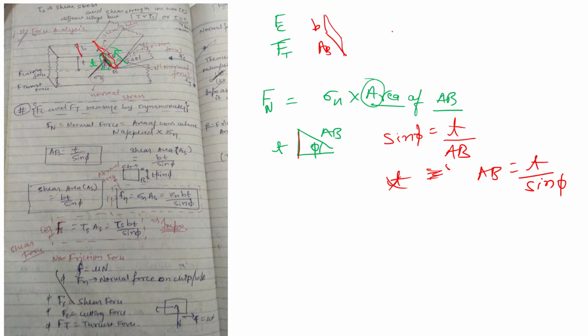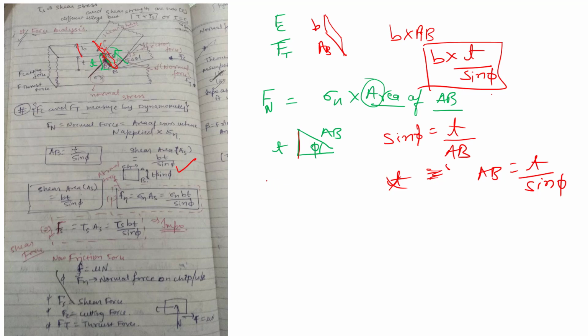So the length will be B into AB. What is AB? We have already found the value of AB. It's t upon sine phi, my mistake, I'm pronouncing this again: B into t by sine phi. So we have found the area of this plane. The area of this plane is BT by sine phi.